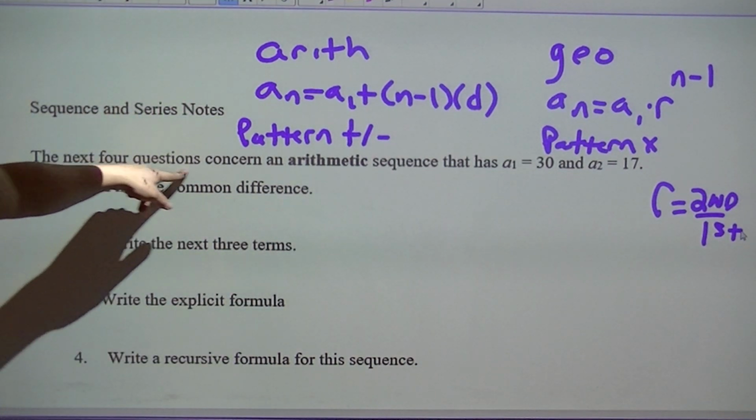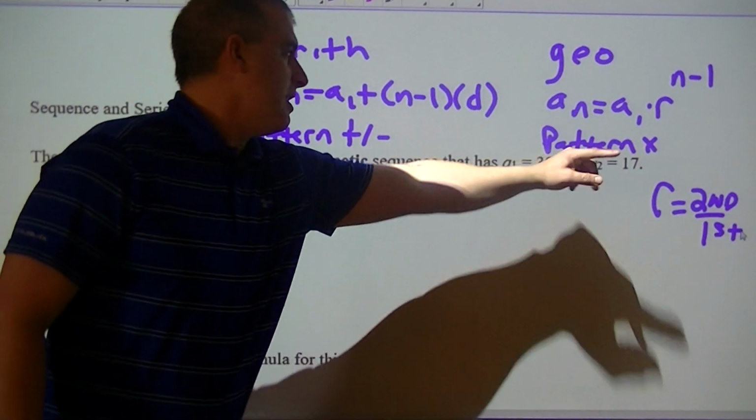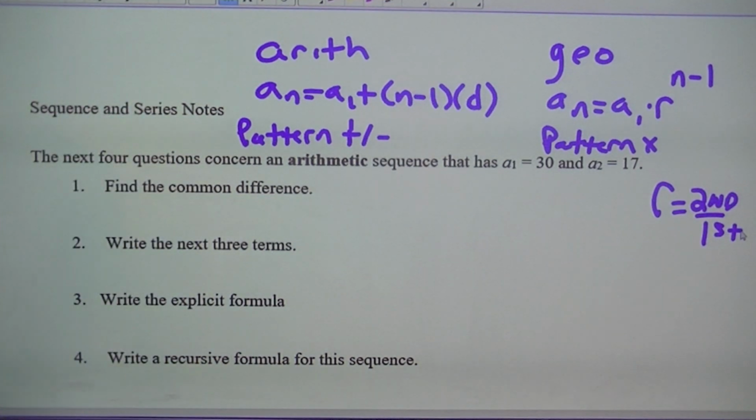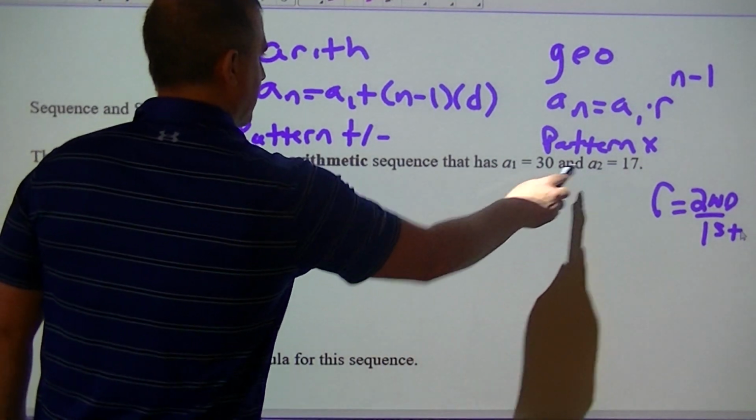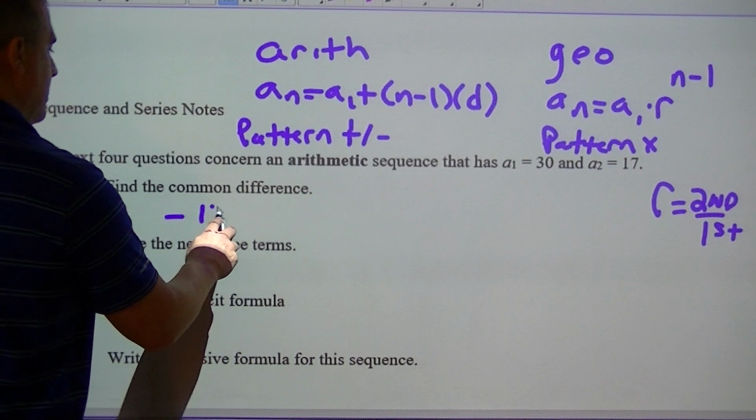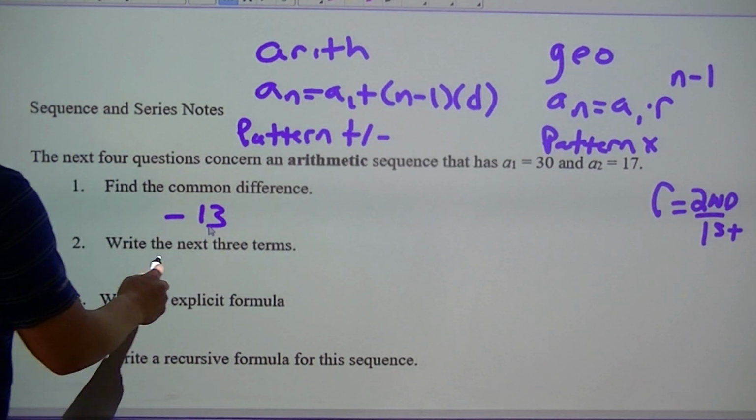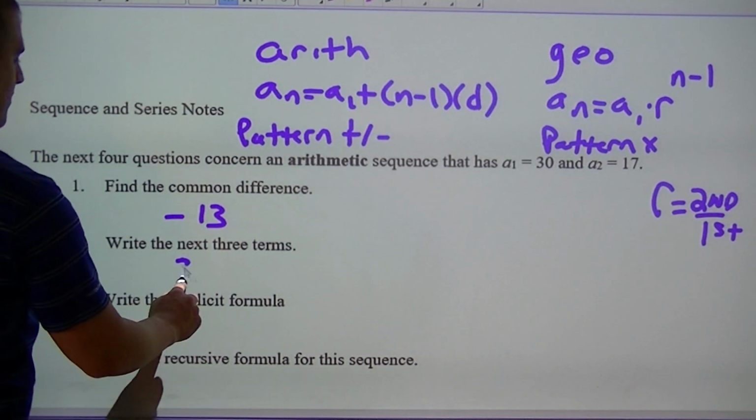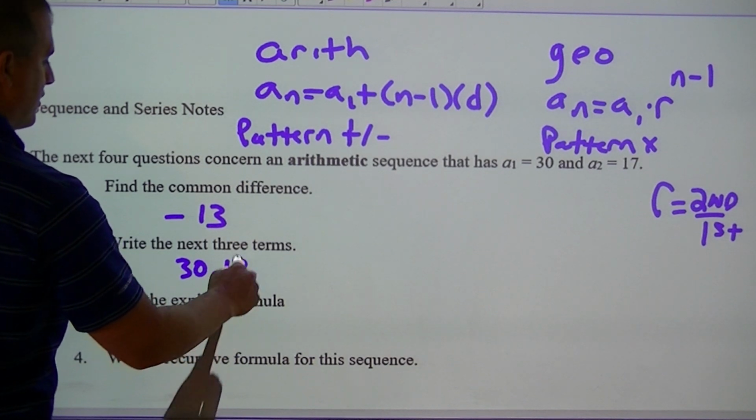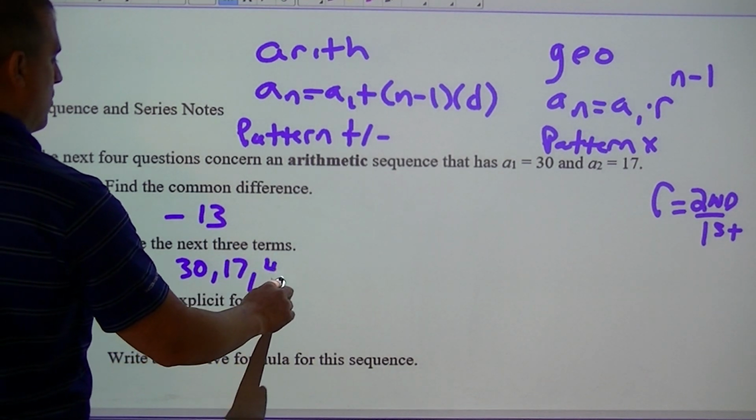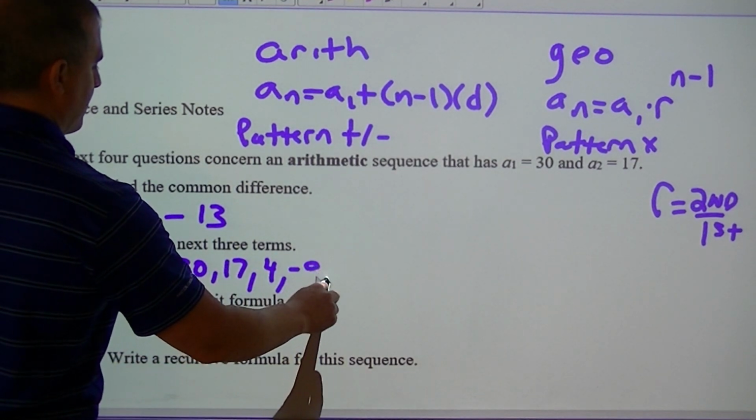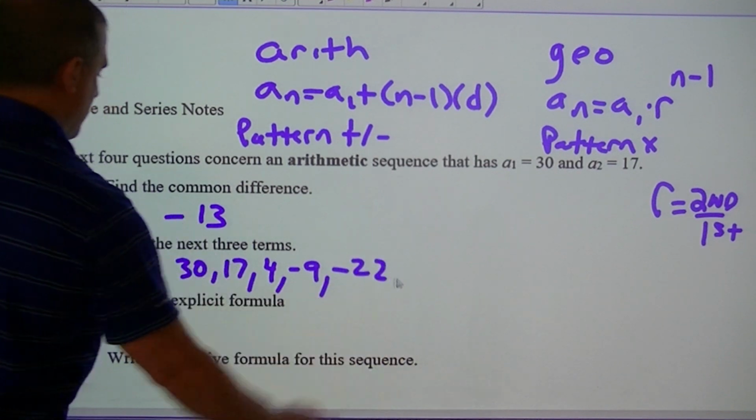So the next four terms, consider an arithmetic sequence. A1 is 30, A2 is 17. So that means the common difference here would be negative 13. If I were to look at what the next terms would be, I have 30 and 17, and then I would subtract 13, which would give me 4. Subtract 13 would give me negative 9. Subtract 13 would give me negative 22.